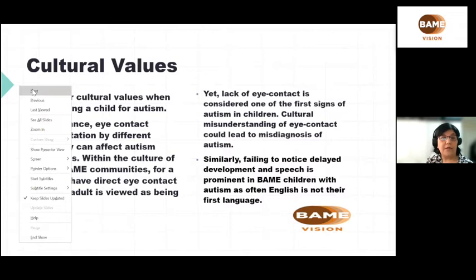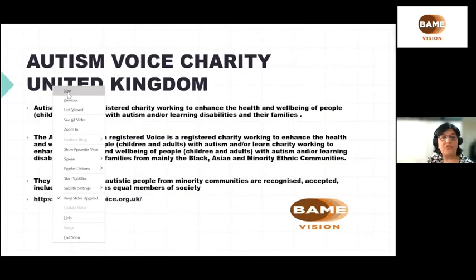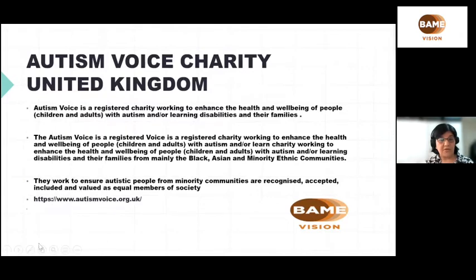Okay. Next one. Here we go. This is a charity called Autism Voice, and they are doing a fantastic amount of work in terms of what's available. They are working with the community, mainly families from Black, Asian and minority ethnic backgrounds, and they provide lots of different services. So the important thing here is to think about what services they could provide and what services we need to provide.